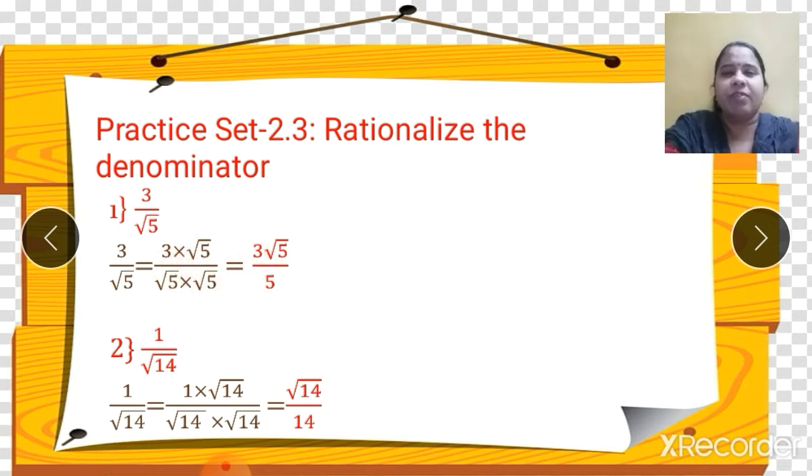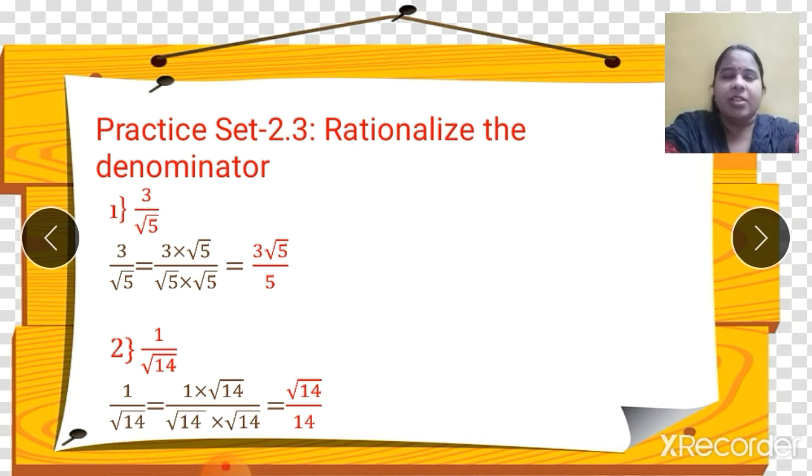So the numerator will be 3 into root 5, that is 3 root 5. And what about the denominator? Root 5 into root 5, that is 5, which is very well a rational number. Now see, this irrational number, root 5, has been converted into a rational number, that is 5. So these are the steps to follow. These are 1 mark questions if they are asked in the exam.